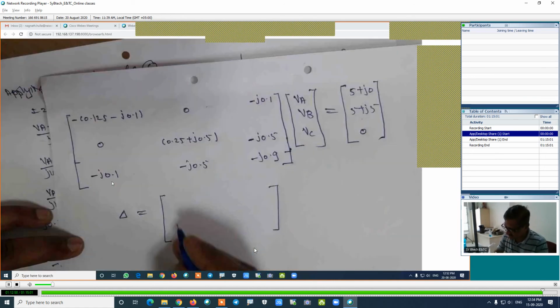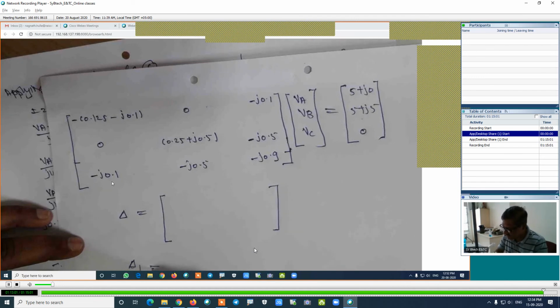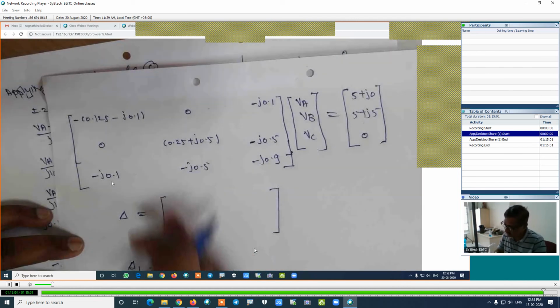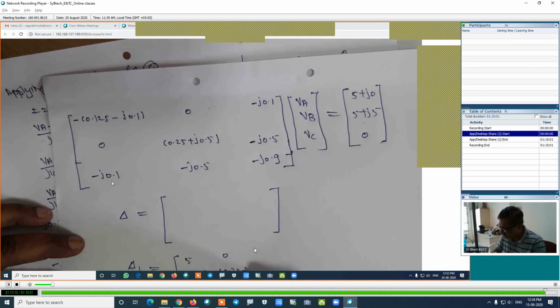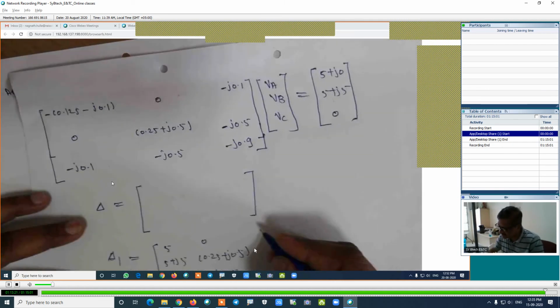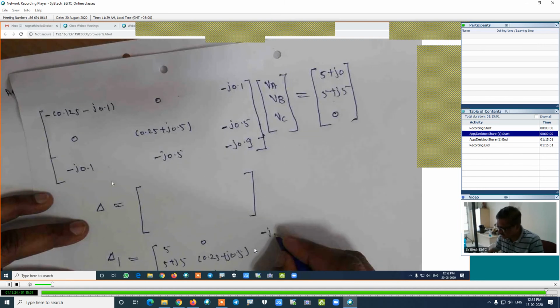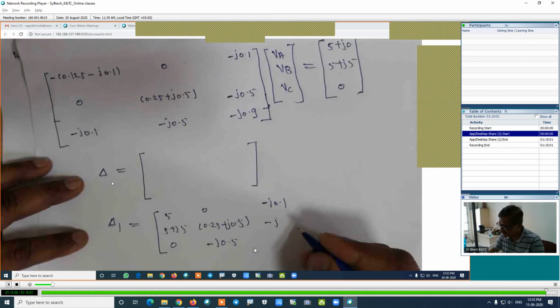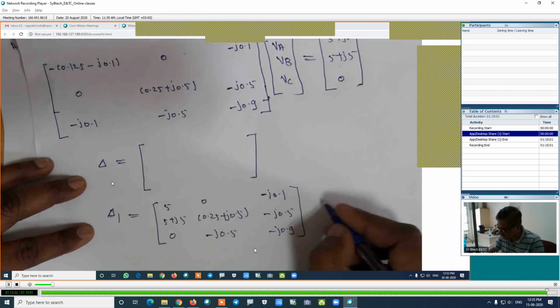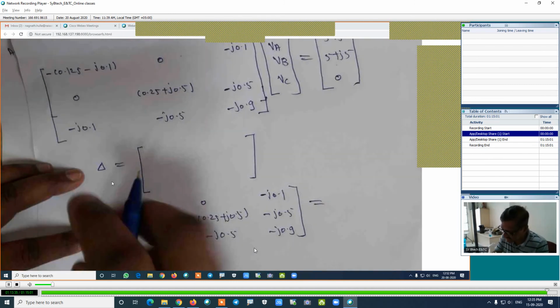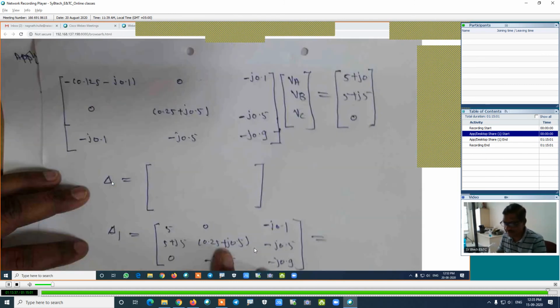determinant of this matrix. Then we have to find out the delta 1, which is nothing but the first column is replaced by this constant, that is 5. This is 5 plus j5 and this is 0, and remaining things are same, is 0. This is 0.25 plus j 0.5, this value, and this value is minus j 0.5, and this value will be the same. This is minus j 0.1, this is minus j 0.5, and this is minus j 0.9. This value, whatever determinant comes of this, that is delta 1. How will delta be? The determinant of this whole thing will be the delta.